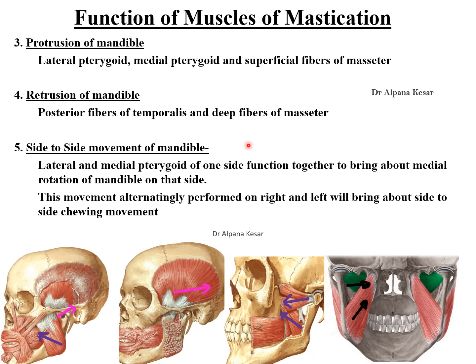Side-to-side movements of the mandible. Side-to-side movements of the mandible is brought about by lateral pterygoid muscle and medial pterygoid muscle. When lateral and medial pterygoid muscles contract together on one side, it will bring about medial rotation of mandible on that side. When the movement takes place alternatingly on right and left sides, it will bring about side-to-side chewing movement of the mandible.